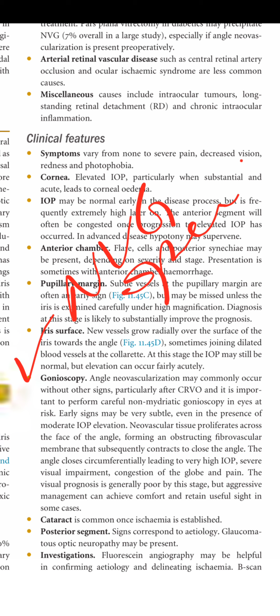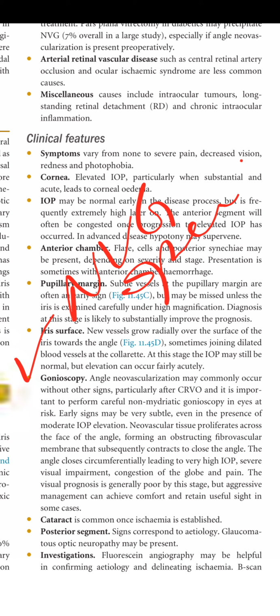The angle closes circumferentially, leading to very high IOP, severe visual impairment, congestion of the globe, and pain. The visual prognosis is generally poor at this stage, but aggressive management can achieve comfort and retain useful sight in some cases. Cataract is common once ischemia is established. Posterior segment signs corresponding to the etiology and glaucomatous optic neuropathy may be present.